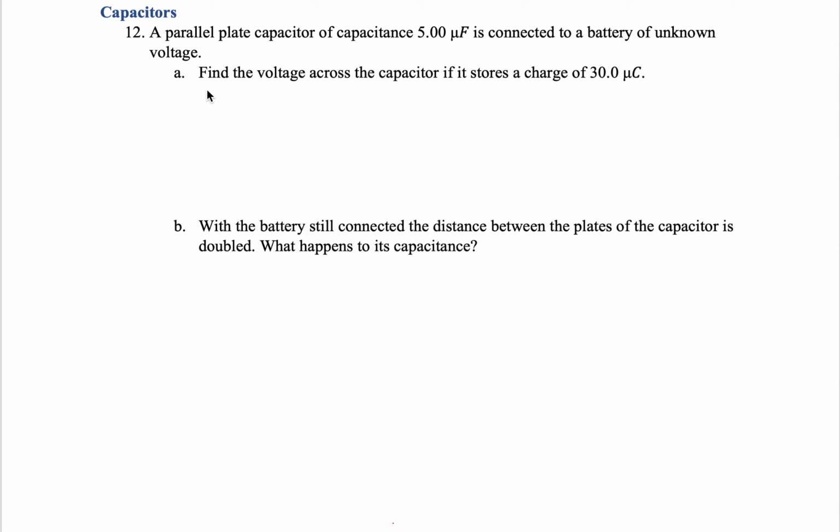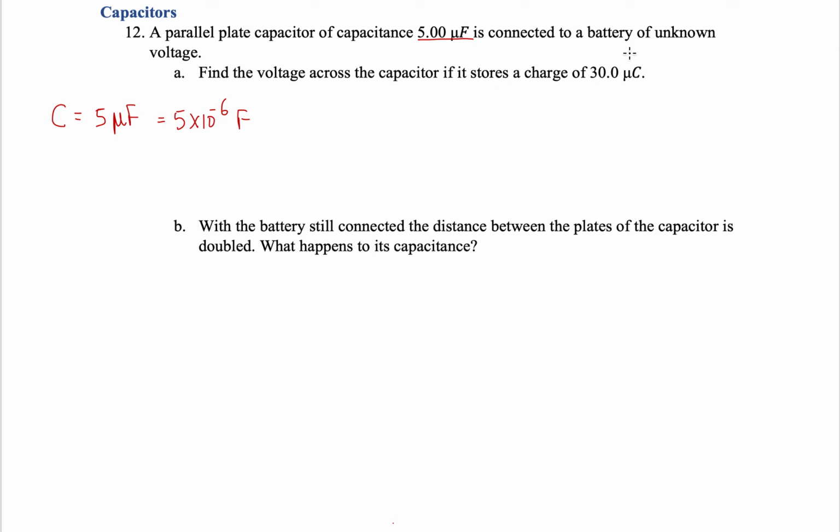Let's solve some problems on capacitors. So here we have a parallel plate capacitor of capacitance 5 microfarad. So we have the value for C, which is 5 microfarad. Micro we have to convert, so we'll write it as 5 times 10 to the power of negative 6 farad.